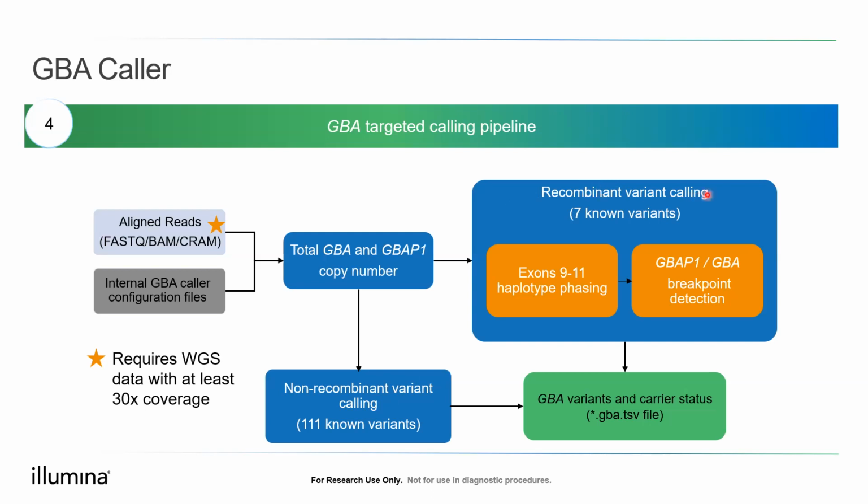And for the recombinant variant calls, which have 7 known variants, we look at the exons and the breakpoint detection between these two genes. And the output of the caller, as I said previously, is a TSV file, which includes a list of all the variants that are detected, as well as the carrier status.